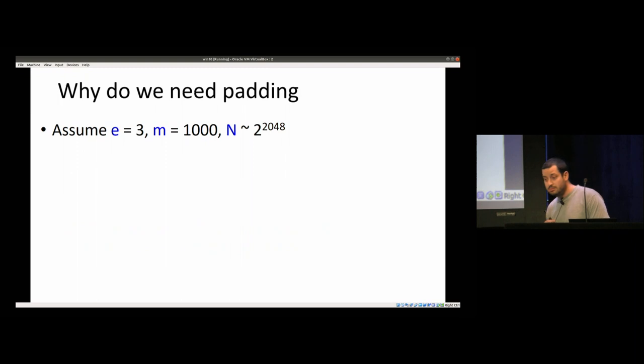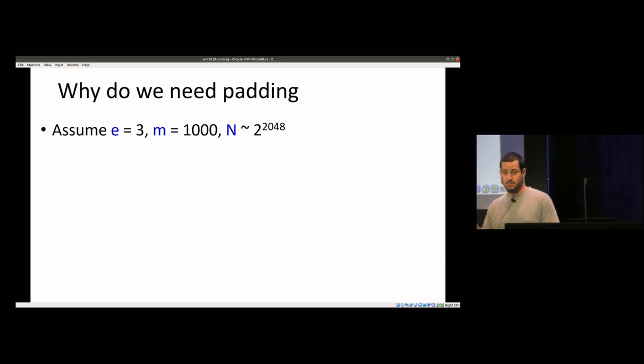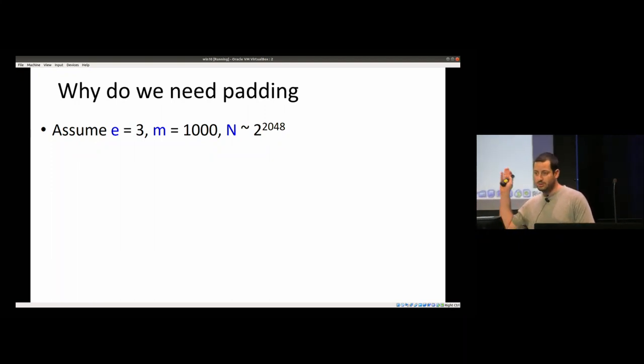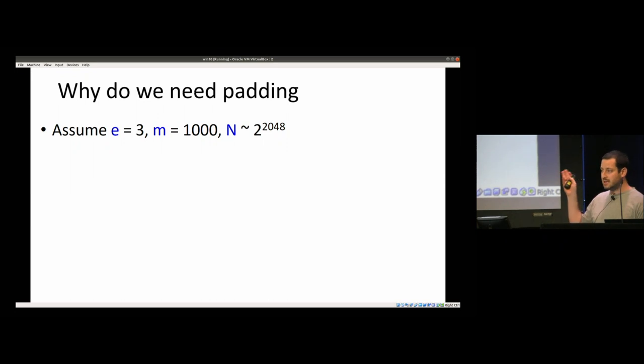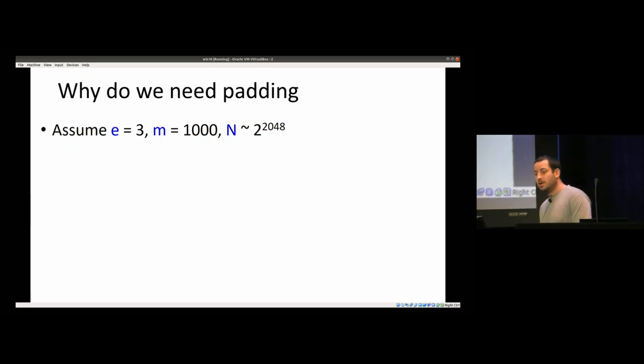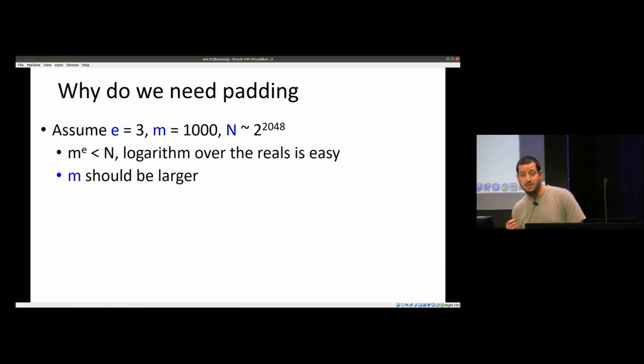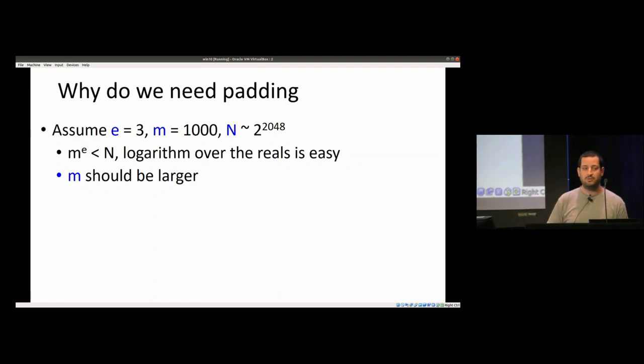As an example, let's assume that we're going to use public exponent 3, which was widely used in the past, and we want to encrypt the number 1,000. And we're still going to use a 2048-bit RSA key. We want to be secure. The one problem with that is that 1,000 cubed is a relatively small number. It's much smaller than the modulus. And calculating logarithms over the reals is really easy, especially if you have a calculator. So if we want to be safe, we have to make sure that the number m that we try to encrypt is large enough.